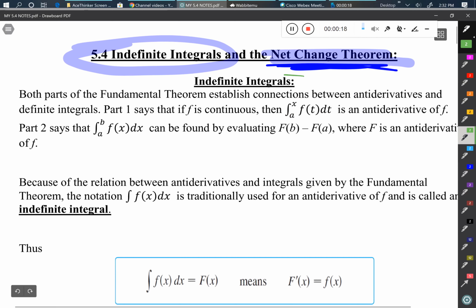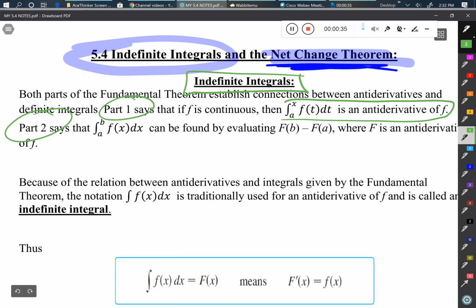All right, so first off, an indefinite integral. Basically what this comes from is the parts of the fundamental theorem of calculus. We had part 1 and part 2. Part 1 told us about the relationship between a function and its antiderivative. That is, we can have a function, we can have an antiderivative for that function, and we can talk about what's happening between those two. Or we can talk about what this notation here means. Now, don't worry about part 2, worry about that later.